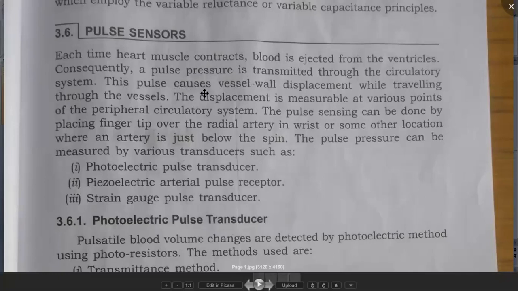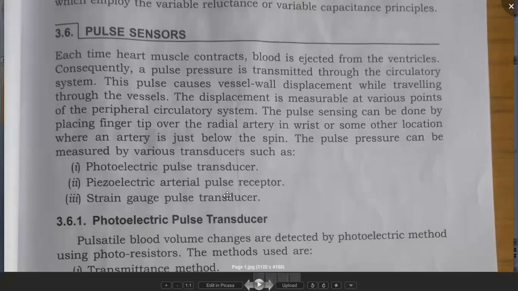So the pulse causes vessel wall displacement by the applied pressure on the vessels, which causes a displacement while traveling through the vessels. The displacement is measurable at various points of the peripheral circulatory system. Pulse sensing can be done by placing a fingertip over the radial artery on the wrist or some other location where an artery is just below the skin. Here the pulse pressure can be measured by various transducers.